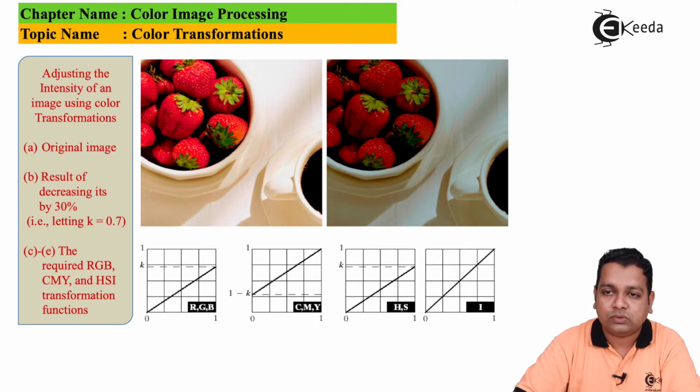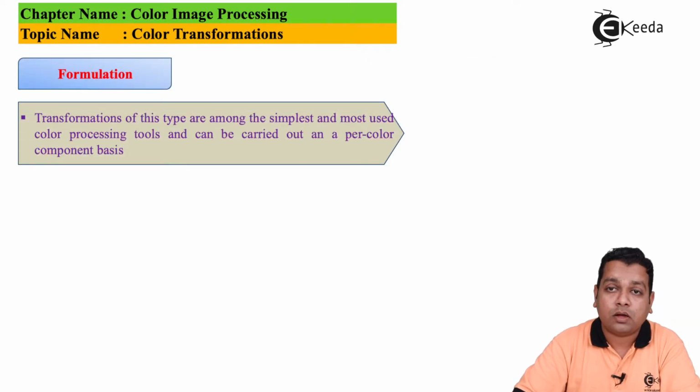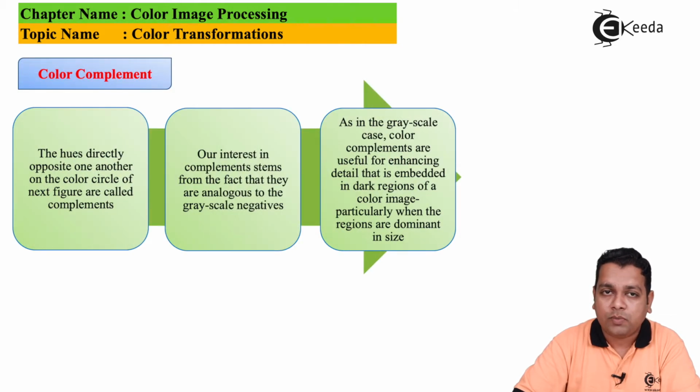So I is the intensity component, separate from hue and saturation: H and S for hue and saturation, I for intensity. These two models are represented in only two portions here. Transformations of this type are among the simplest and most used color processing tools, and can be carried out on a per component basis also. Now we have color complement.